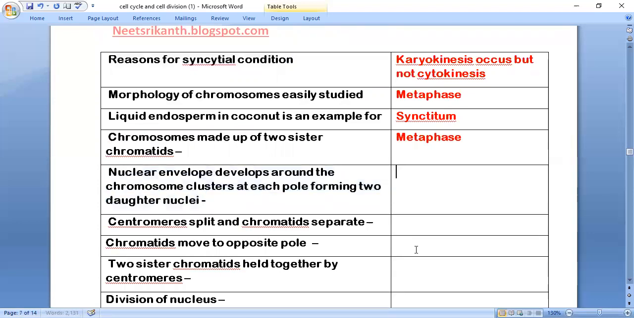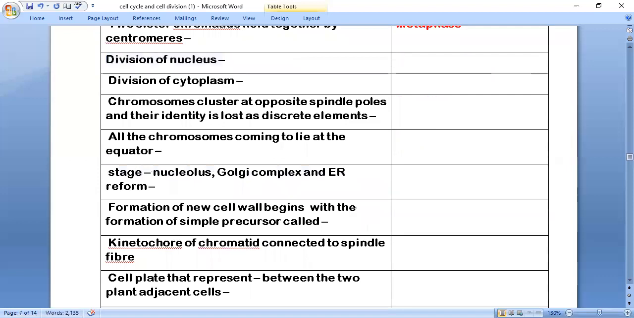Telophase: the nuclear envelope develops around the chromosome clusters at each pole, forming two daughter nuclei. Anaphase: centromeres split and chromatids separate. Chromatids move to opposite poles. Two sister chromatids are held together by centromeres in metaphase. Division of the nucleus is karyokinesis.